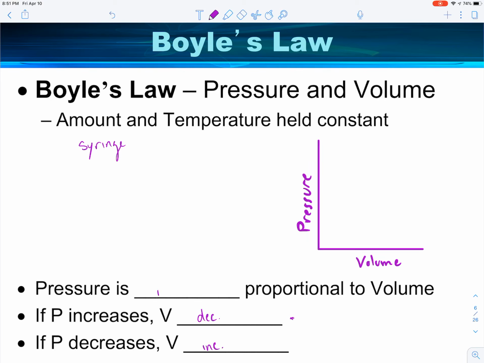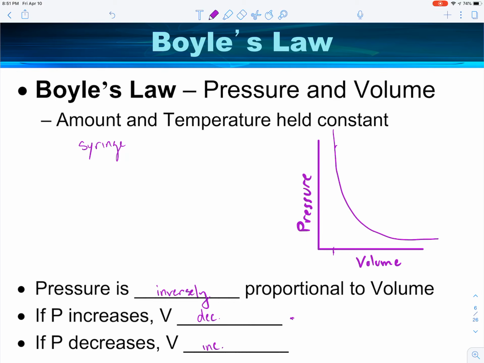which means that they are inversely proportional, which means that when one, like for example up here, if volume is large, that means that pressure is low, right? And if volume is low, that means pressure is high. So you get this curve that looks like this to show the relationship between them. That's an inverse relationship. Okay.